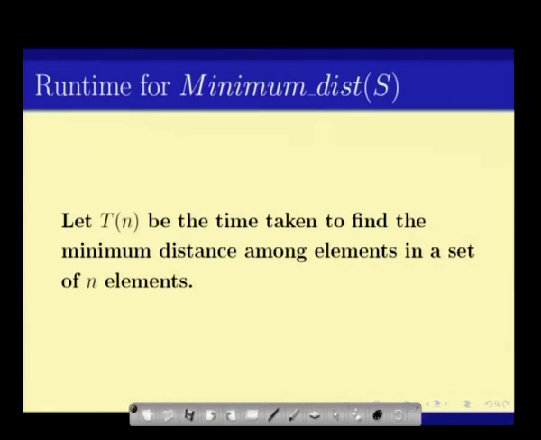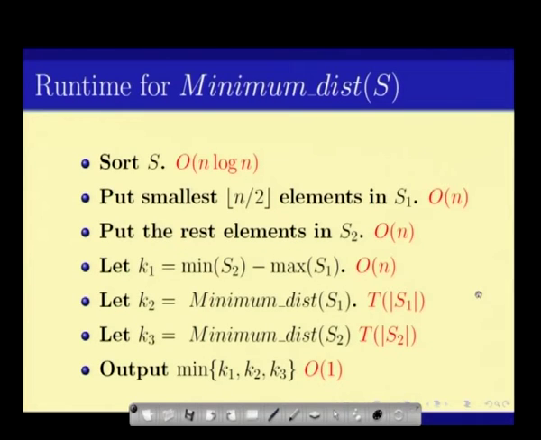Now, like in the case of any other divide and conquer approach, let T(n) be the time taken to find the minimum distance of elements in a set of size n. Note that the sorting takes order n log n steps. Once we have sorted it, putting the smallest n over 2 elements in S1 takes order n steps, and putting the rest in S2 takes order n steps. Finding the minimum in S2 again takes order n steps, finding the maximum takes n steps. So finding the difference will take order n steps, and finding the minimum distance by the recursive call will take T of size of S1, and similarly for the minimum distance in S2, T of size of S2. Finally, we take the minimum of these 3, which is just one single step.